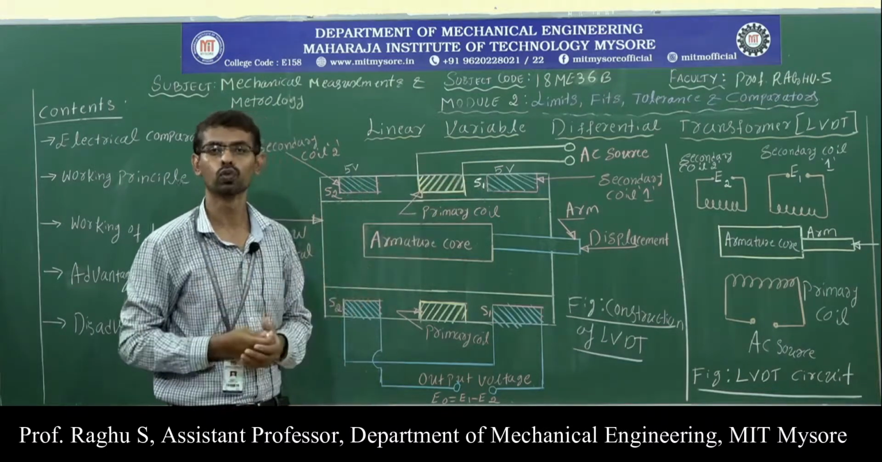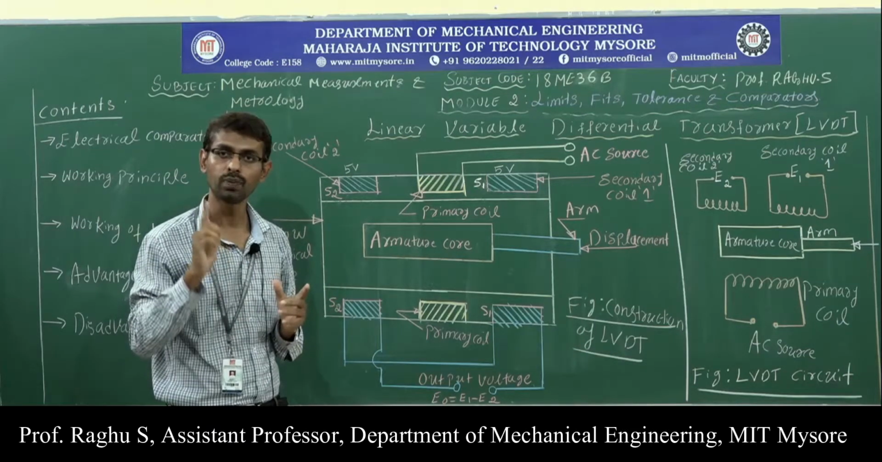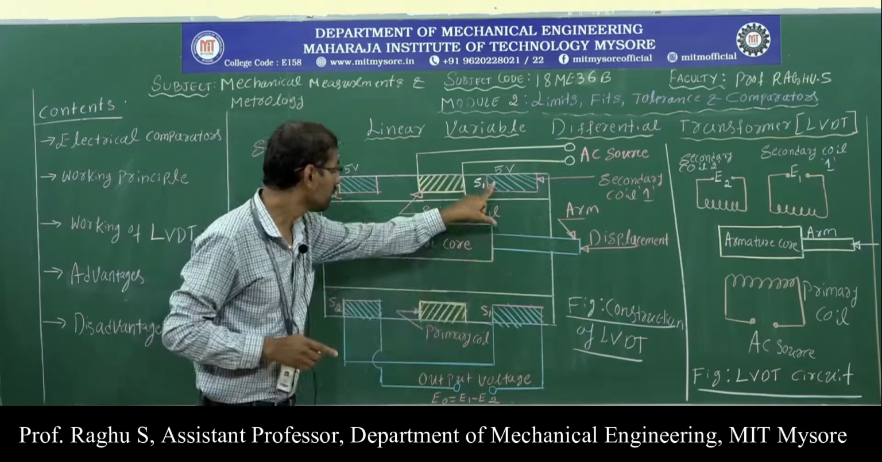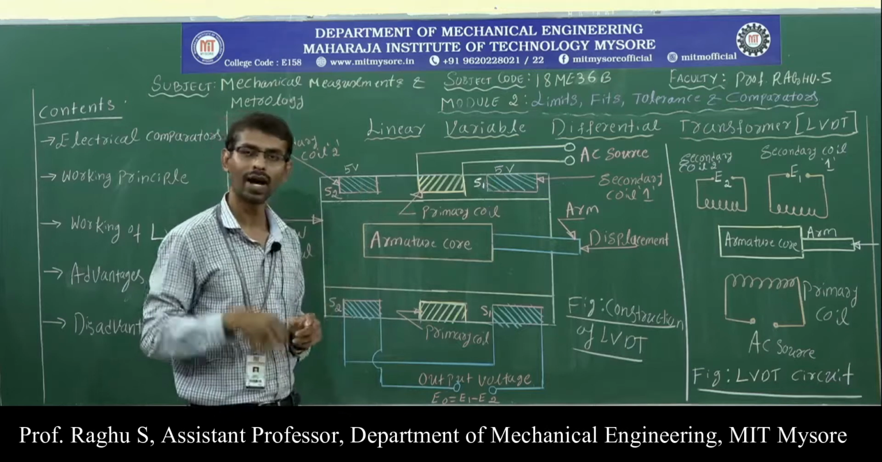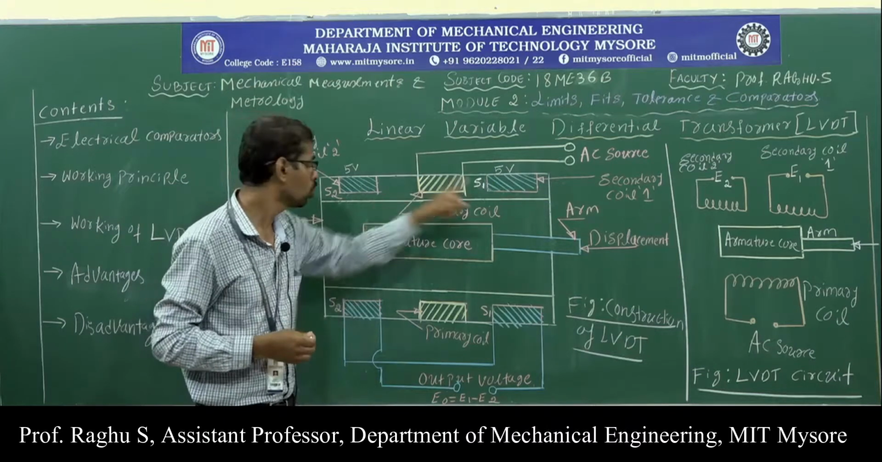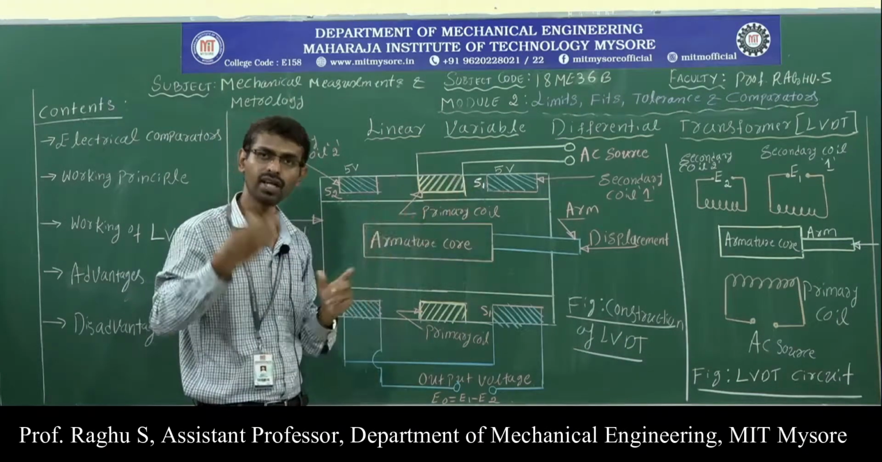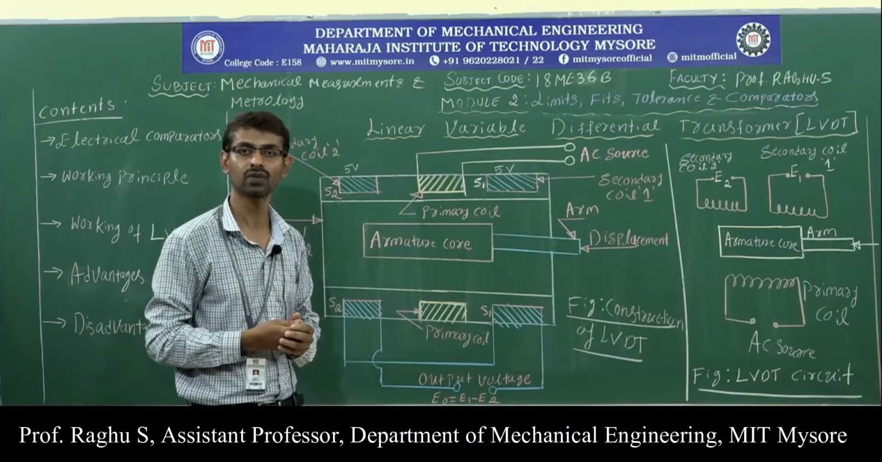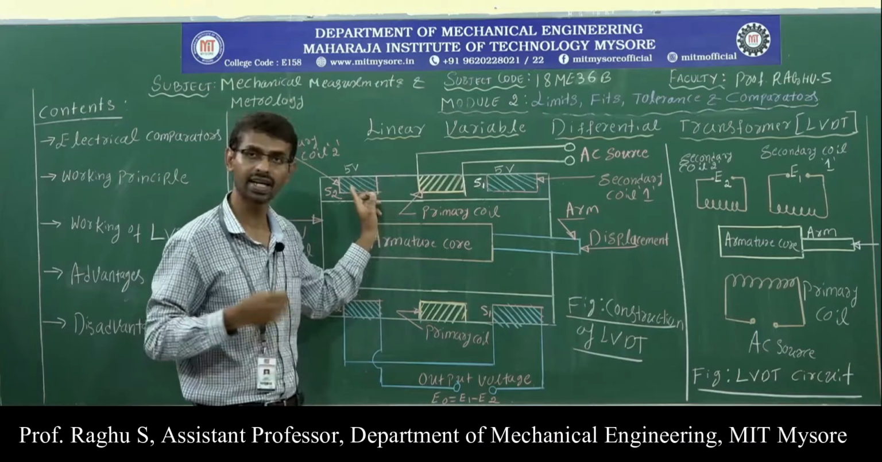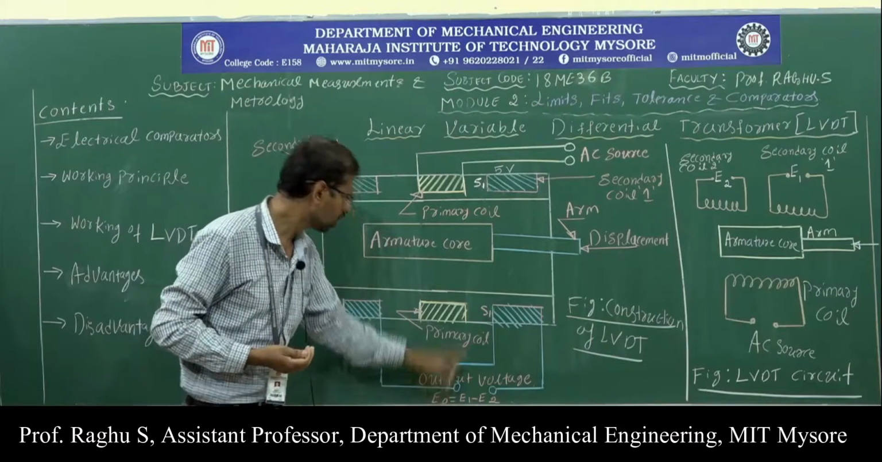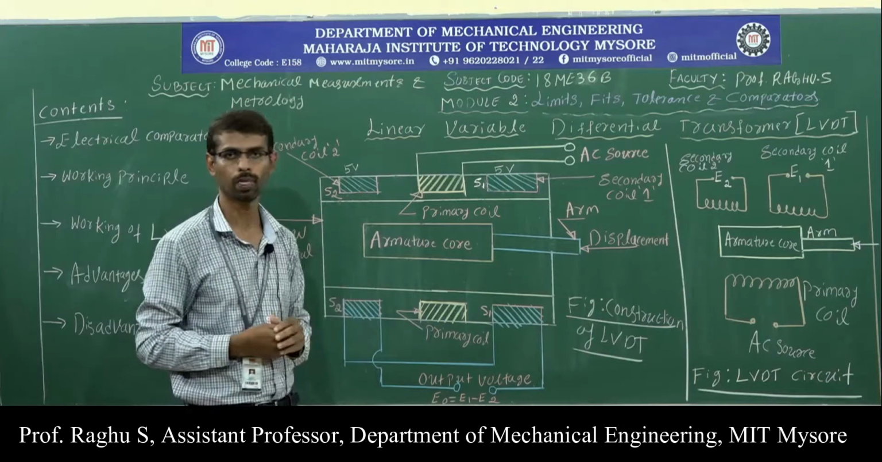Now, what is the output voltage? Output voltage will be the difference, E1 minus E2. Why should it be the difference? Because the two coils are connected in reverse direction. That's why E0 is equal to E1 minus E2.